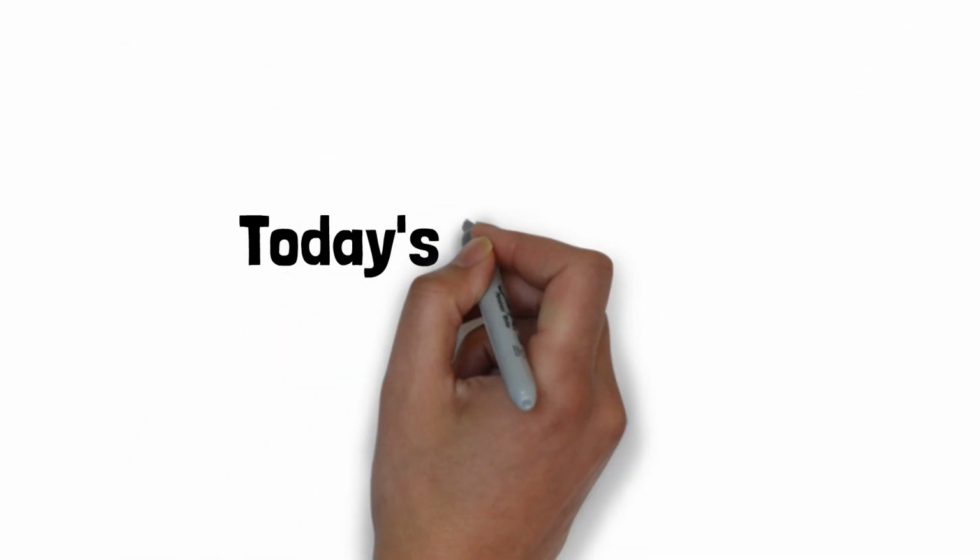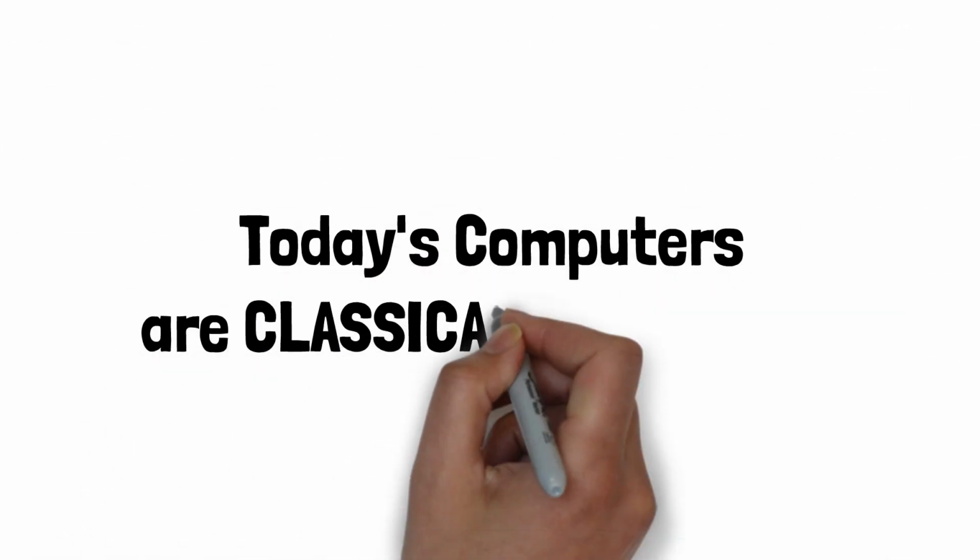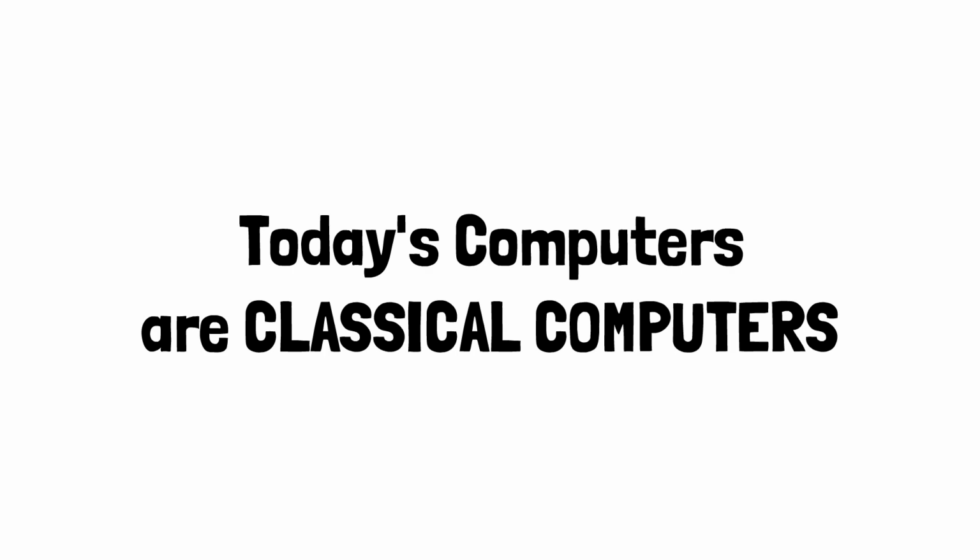Today's computers are called classical computers because they operate based on the laws of classical physics, the branch of physics that sprung from Isaac Newton in the 1600s and includes Maxwell's equations for electromagnetism. Any computing device that you've ever used has been a classical information processor, from your phone to your calculator to the device you're watching this video on.